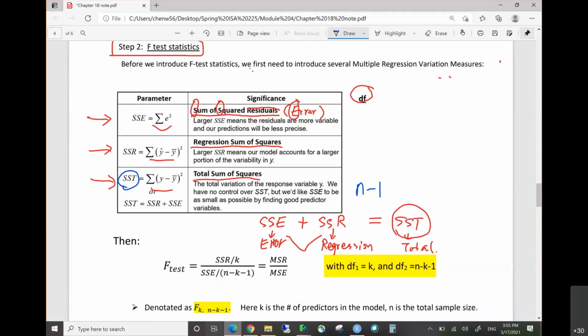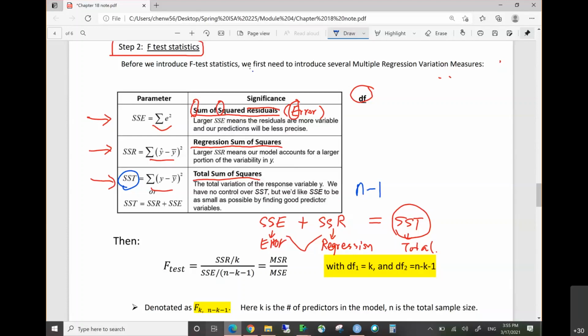All right, so it will be the total variations in y. That means how many y's do you have? You totally have n sample size y values, right? And then minus 1 will be the degree of freedom.